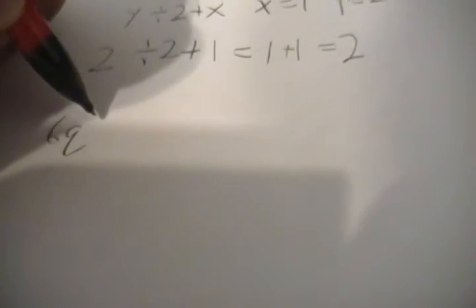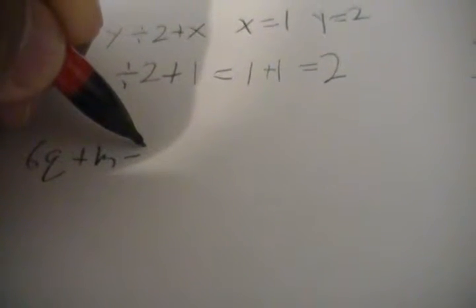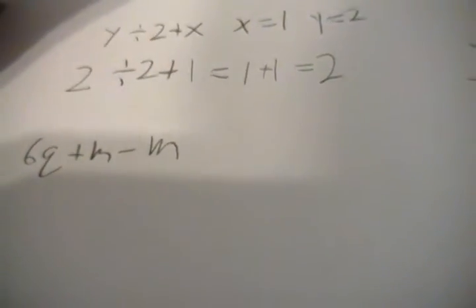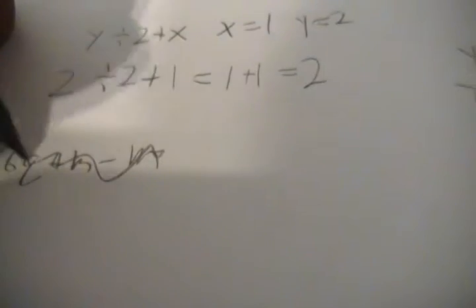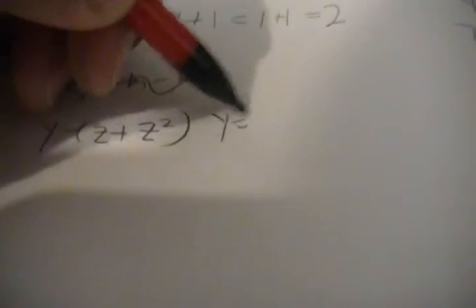Let's try one more. Let's try 6q plus m minus m. Okay. Now this is too easy. Let's try something else. How about y minus z plus z squared, and then y is equal to 10, z is equal to 2.